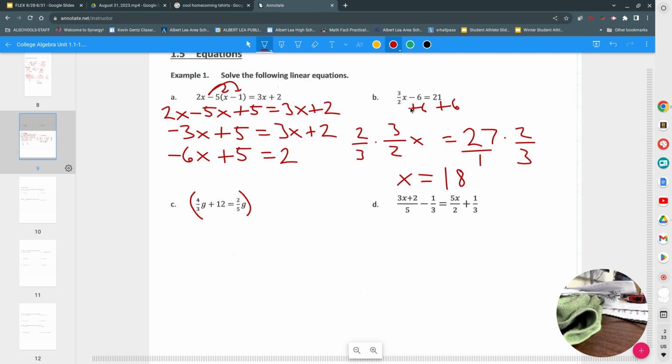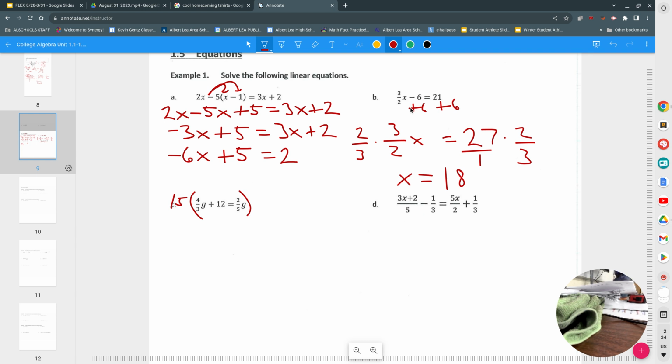Anybody know what number I multiply through by to get rid of the fractions? Hint, it starts with a 1. 15. Why 15, sir? Because it's the common denominator of both fractions. Yes, 3 and 5 both divide evenly into 15. It's what we refer to as our least common multiple. It happens to be the common denominator as well.